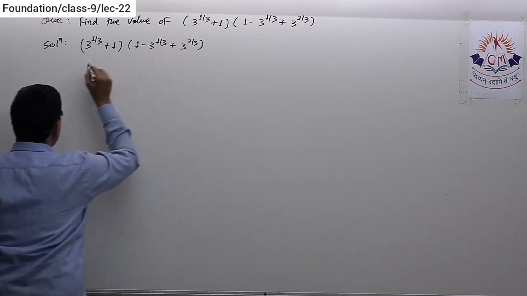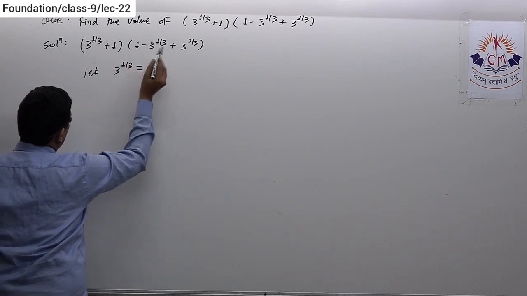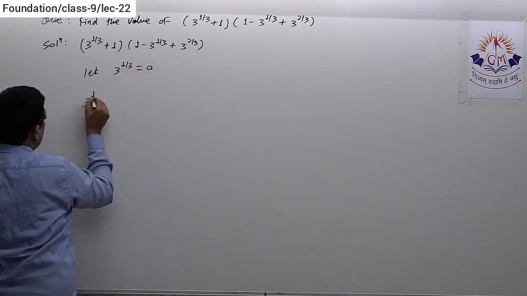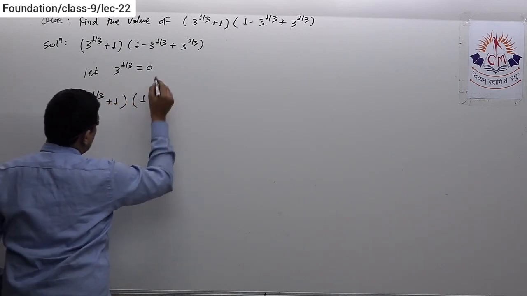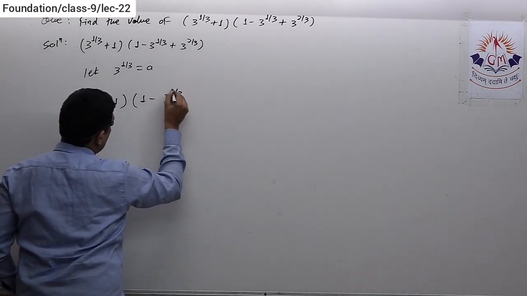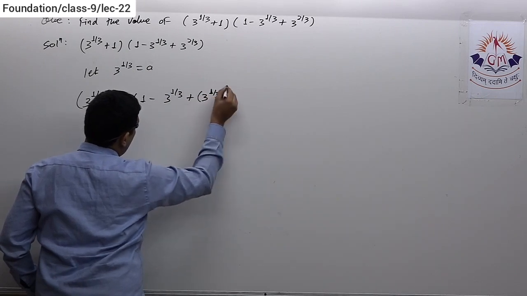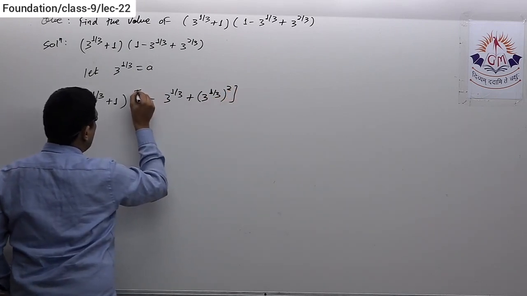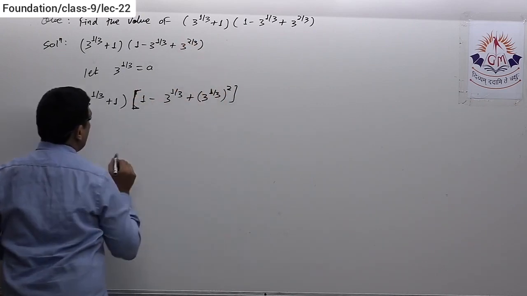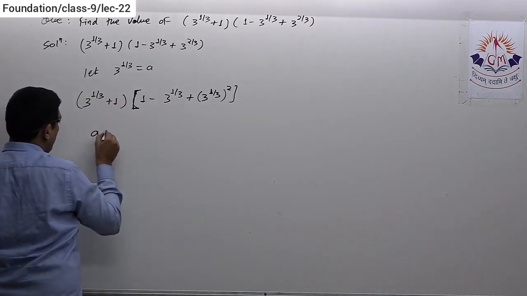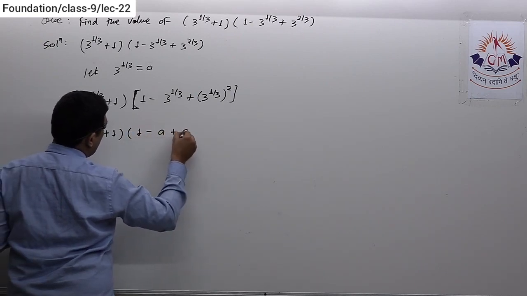For that, we will say let 3 raised to 1 by 3 be equal to a for a while. So now I have 3^(1/3) + 1. Here, 1 minus 3^(1/3), and 3^(2/3) I can write as (3^(1/3)) squared. Now if I put this as a, this is a plus 1, and over here 1 minus a plus a square.